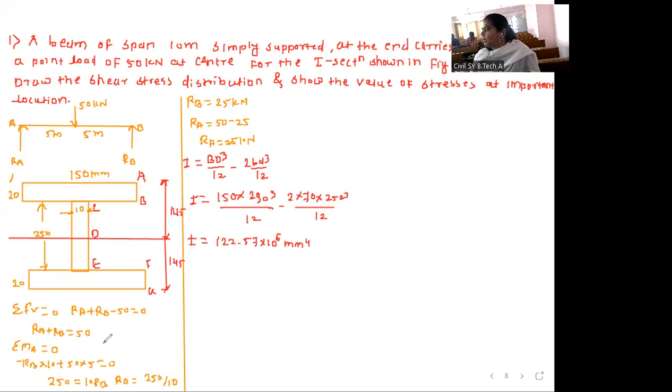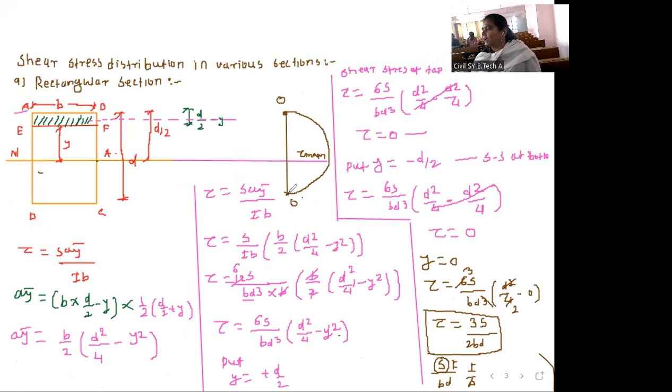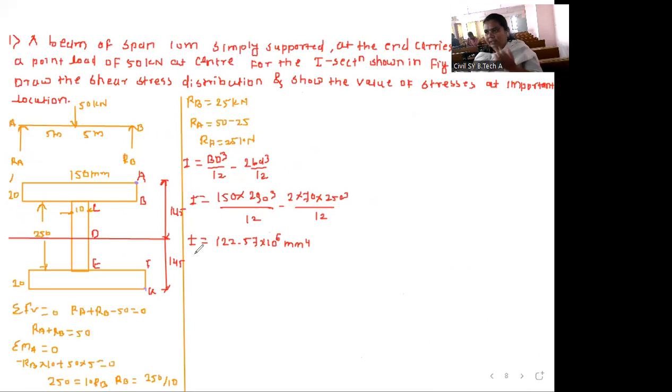Shear force we have already calculated. Then we will calculate A Y bar at that particular point. So now we will calculate the stress distribution. First we will calculate at A and at G. So now you tell me, at A and G the shear stress will be 0 because we have already derived the equation. So at top and at bottom, the shear stress is 0. So by using this, now we will calculate the shear stress distribution.